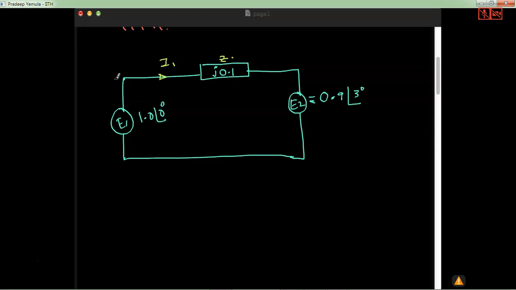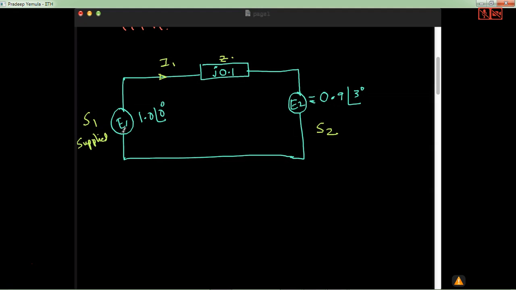S1 is supplied and S2 is received. Why are we calling this received? Because look at the polarities. The current I12 is entering the positive terminal of E2, so S2 is considered as received. Whereas here the current is leaving the positive terminal, therefore S1 is the complex power supplied by this source.